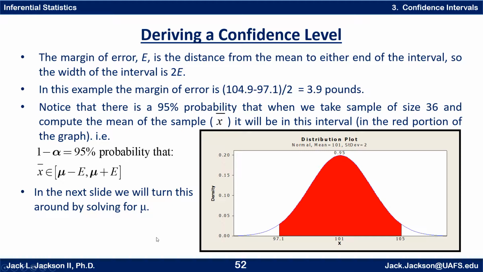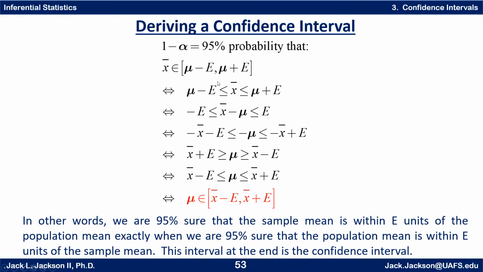Now, we're going to turn this around using a little simple algebra in the next slide. So starting at the top here, we see that 1 minus alpha equals 95% is the probability that x bar is between mu minus e and mu plus e. So that means mu minus e is less than or equal to x bar, which is in turn less than or equal to mu plus e. Now what we want to do is turn this around so we put mu in the middle by itself. So to start that process, we're going to subtract mu from all three sides. That cancels the mu here and here, but puts a minus mu with the x bar in the middle.